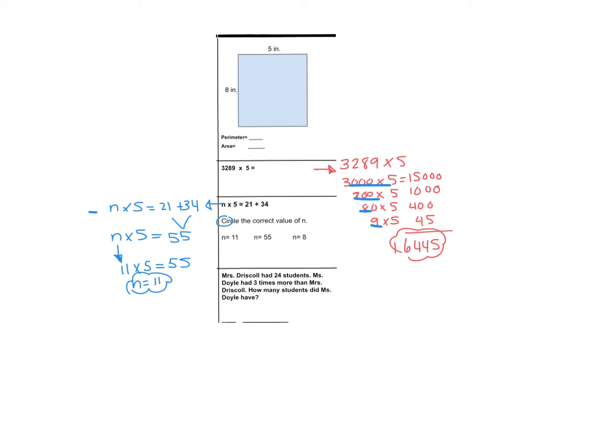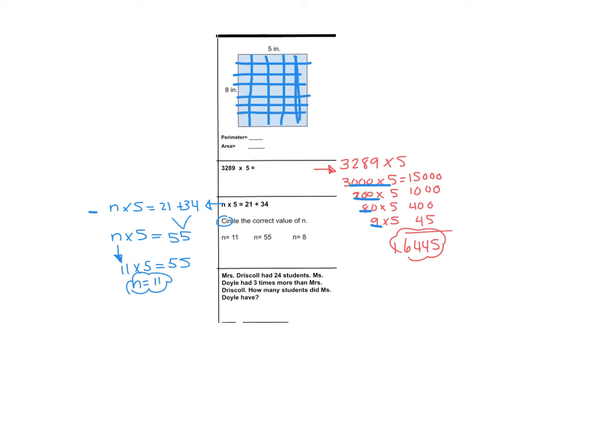The area and perimeter question looks a little bit different today because it's not giving you the squares. If you needed to put the squares in because you weren't sure of that connection between the multiplication and the area, then you could draw in the squares and show 8 times 5.